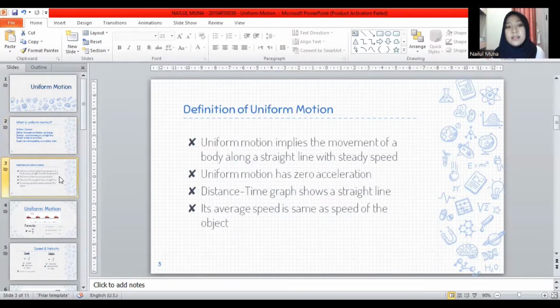And here, the simple definition of uniform motion. Uniform motion implies the movement of a body along a straight line with steady speed. So, uniform motion has zero acceleration. There is a graphic in uniform motion, and the graphic of distance time shows a straight line, and its average speed is same as speed of the object.